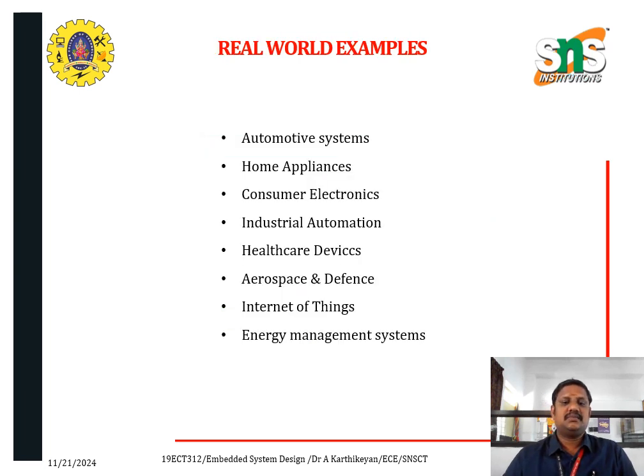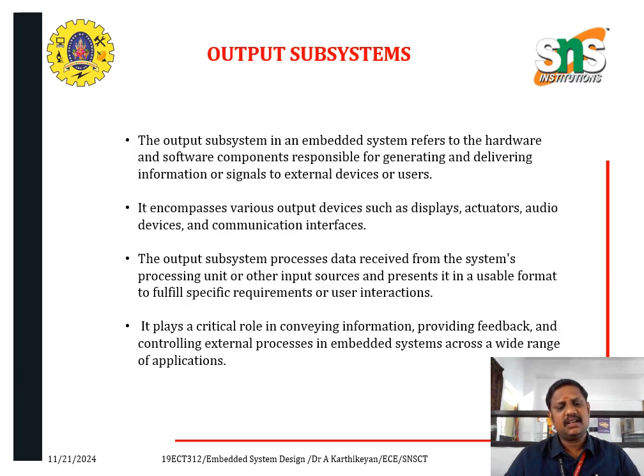Real-world examples include automotive systems, home applications, consumer electronics, healthcare devices, aerospace, Internet of Things, and energy management, and it goes on. We can use a number of applications, and embedded technologies are the main real-world examples here. The output subsystem refers to the hardware and software components responsible for delivering information signals to external devices and users. We have already seen IoT and real-time uses in day-to-day life, and consumer electronics and military applications.